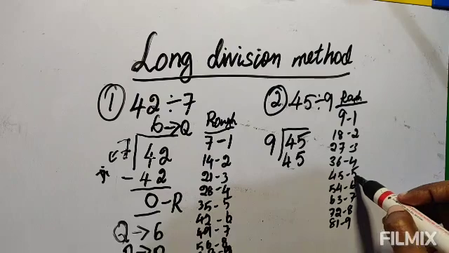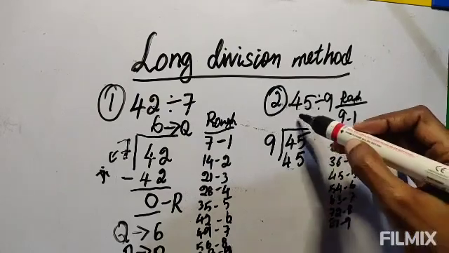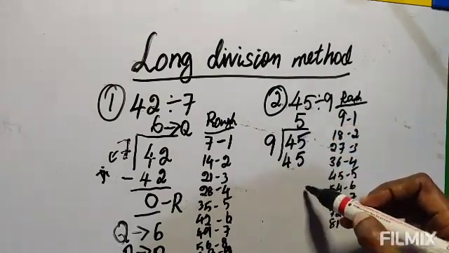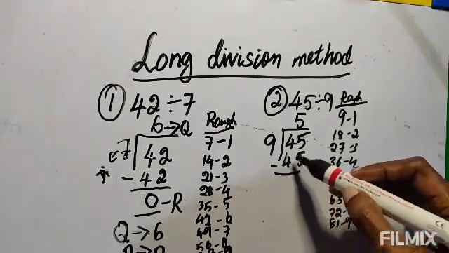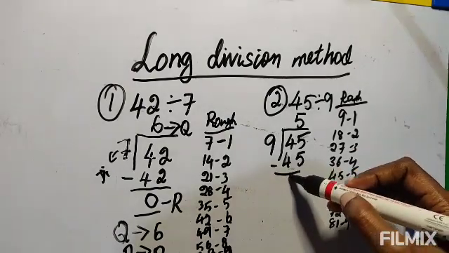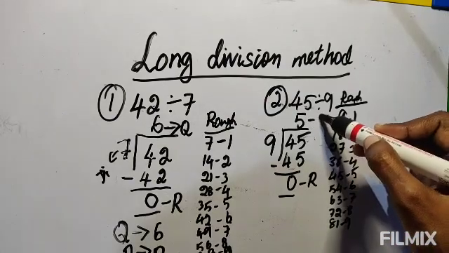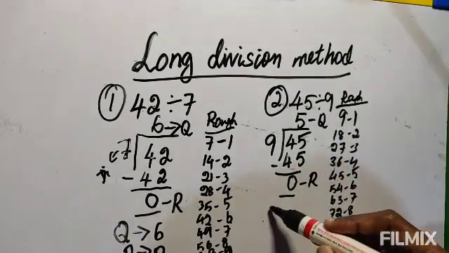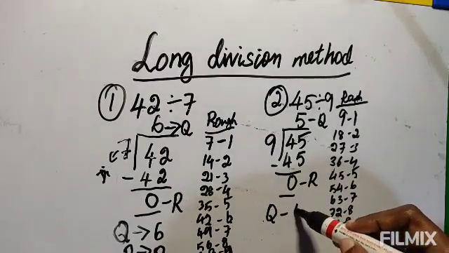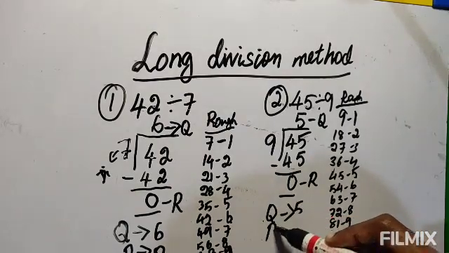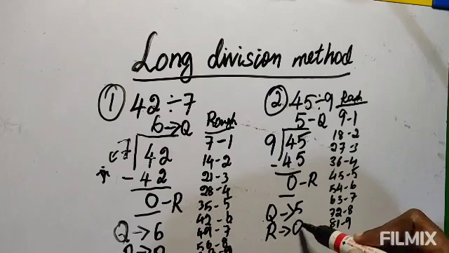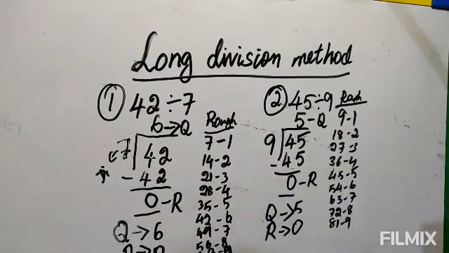Now, 45 is how many times? It is 5 times. So you will write that here on the top. Now you have to subtract: 5 minus 5 is 0, 4 minus 4 is 0. So this 0 is the remainder and this 5 is the quotient. So now we will write the answer. Quotient is 5 and the remainder is 0. This is how you have to write the answer.